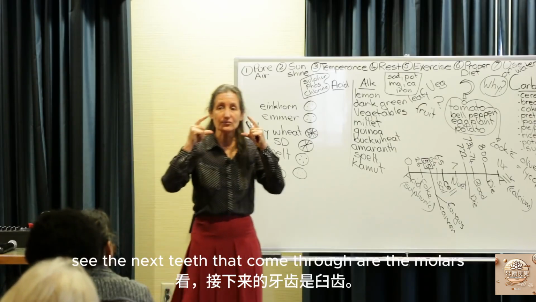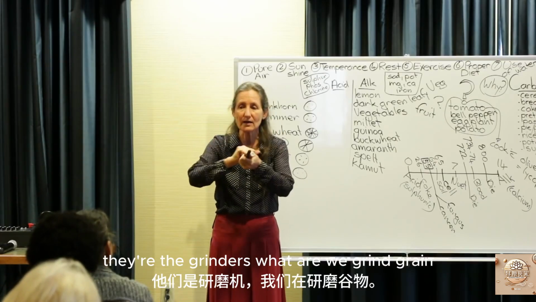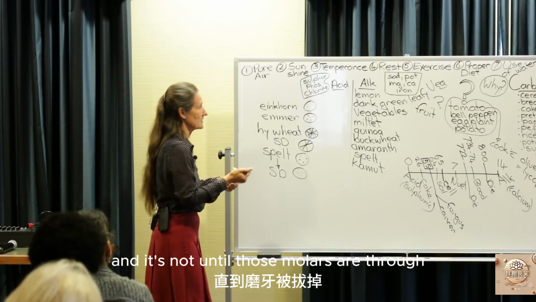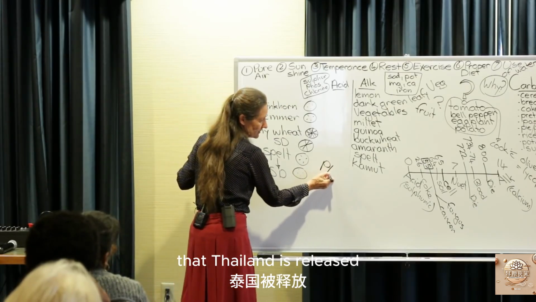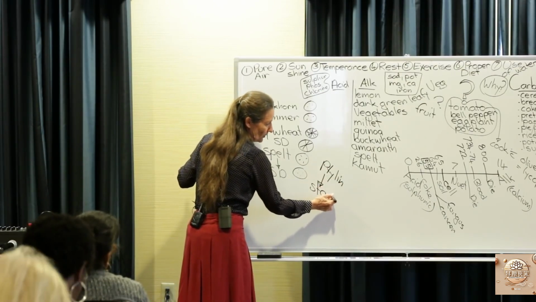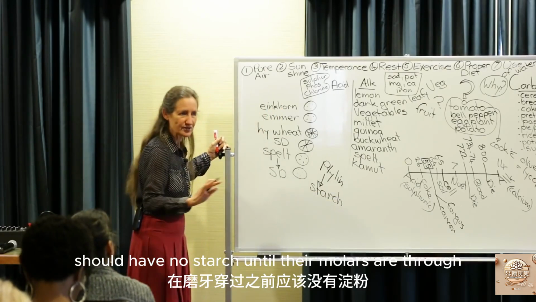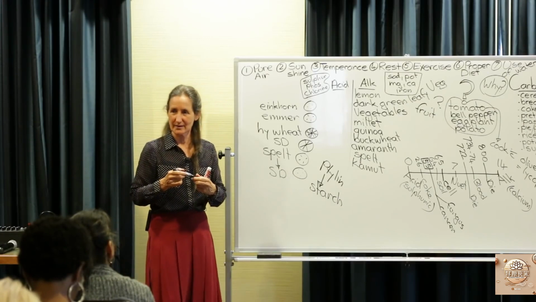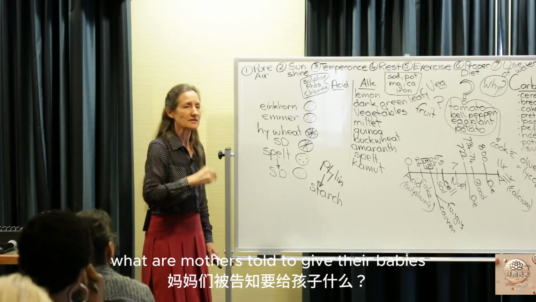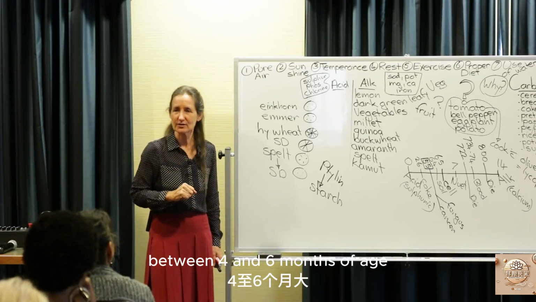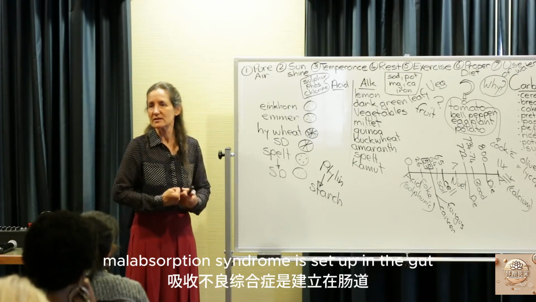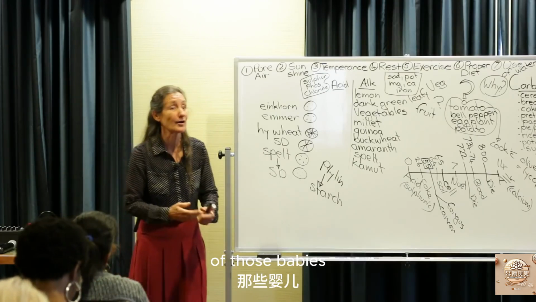See, the next teeth that come through are the molars. They come through at the back here. They're the grinders. What do we grind? Grain. And it's not until those molars are through that ptyalin is released. And ptyalin is the enzyme that breaks down starch. So babies should have no starch until their molars are through. When do the molars come through? Between 14 and 20 months of age. What are mothers told to give their babies between 4 and 6 months of age? Cereal. What's cereal? Pure starch. Malabsorption syndrome is set up in the gut of those babies.